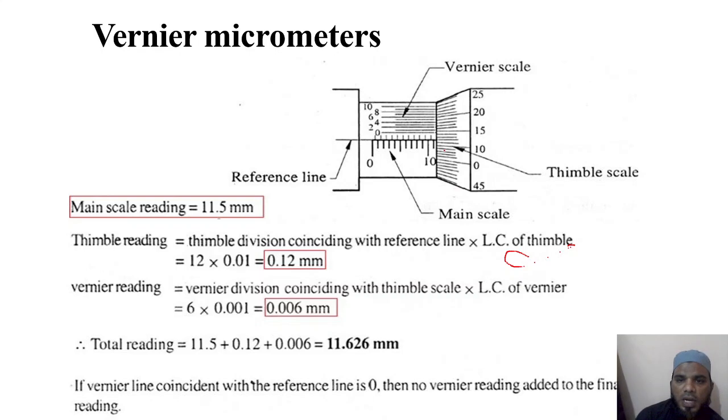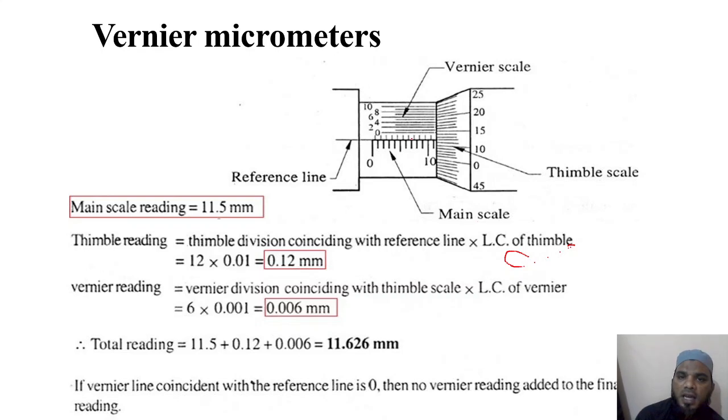First you rotate. Let us see, this is 11. So you have already taken 11 mm. Next, the thimble reading is 12, where this line and this are touching. This is 10, 11, 12. So 12 into 0.01 is 0.12.